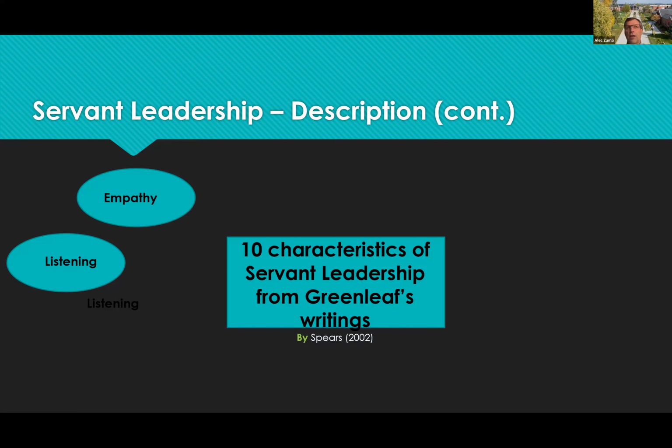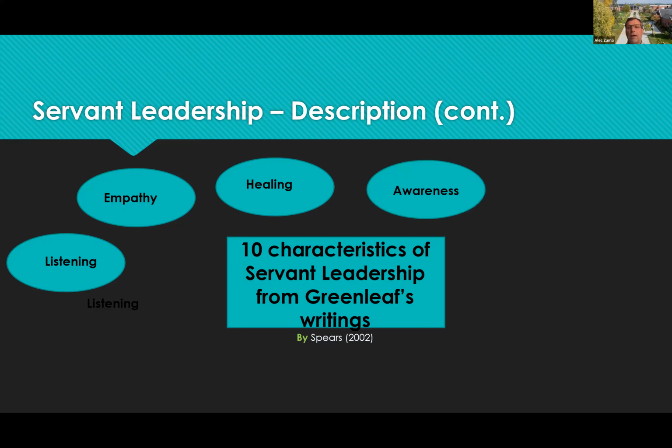Also, they should show empathy. In other words, they should put themselves in the shoes of another person and really try to understand the perspective of that person. Also, servant leaders engage in healing. As a servant leader in an organization, leaders should go beyond just what's happening in organizational settings and maybe understand if an individual employee is going through some personal issues and try to help that individual deal with those issues.